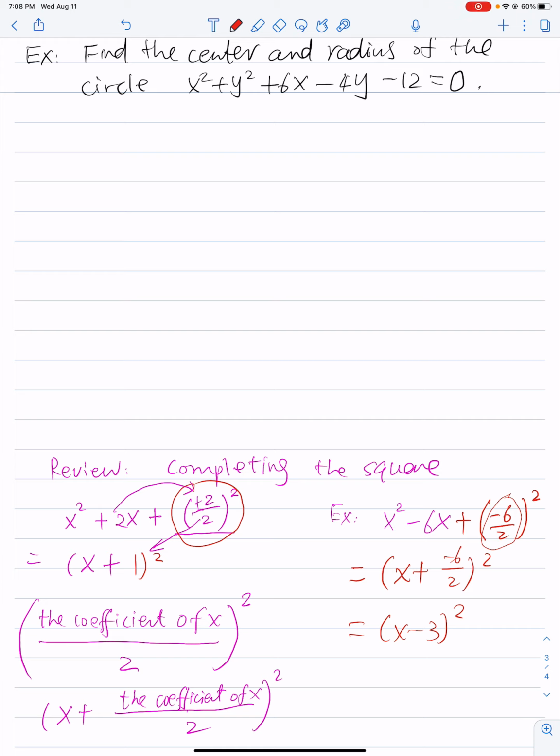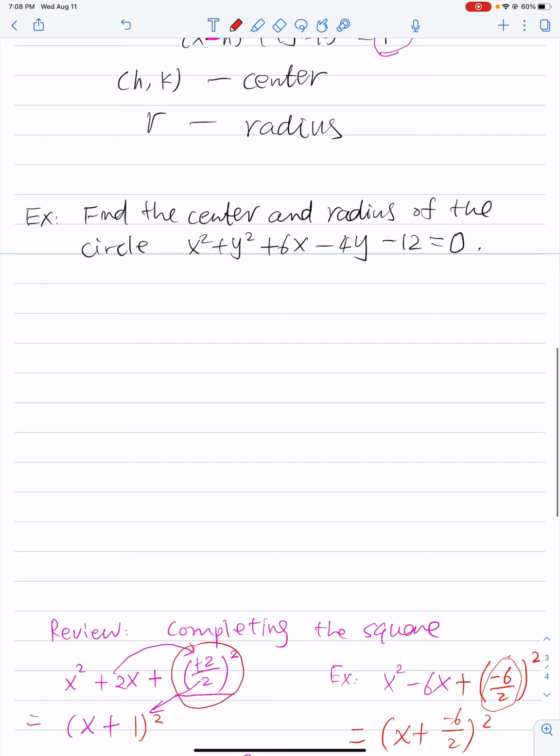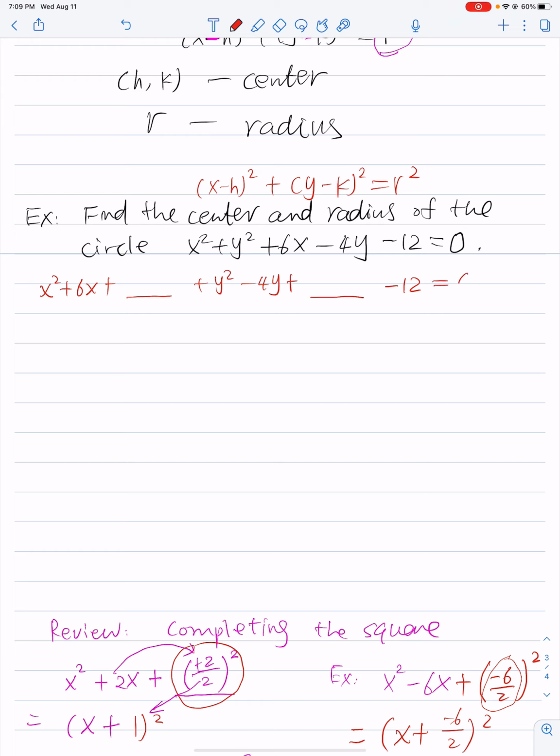Okay, so then what we wanted to do here is to find the center and the radius. Why do we want to do this? Because we want to rewrite this into this form: a perfect square plus another perfect square equals r squared. So what should we do? We want to group all the x terms together, and add something we do not know yet, plus y squared minus 4y, where we may need to add something we do not know yet, then minus 12 equals 0.